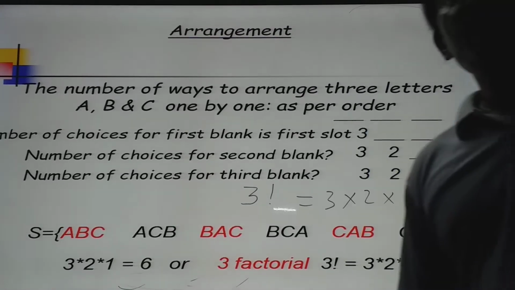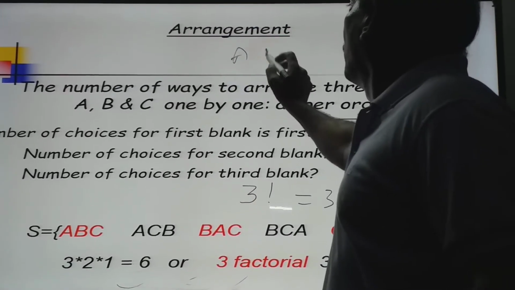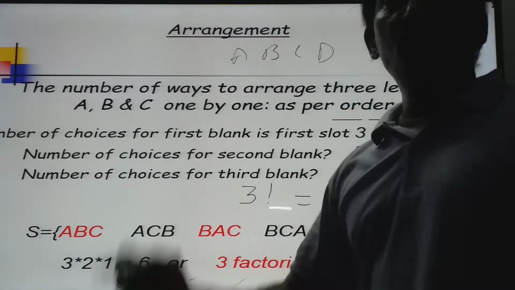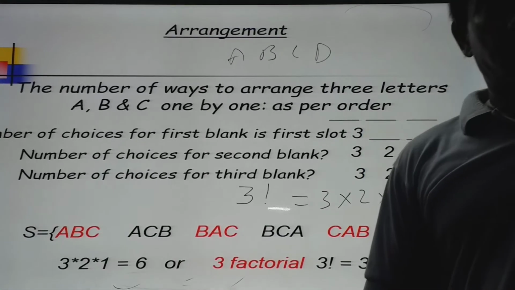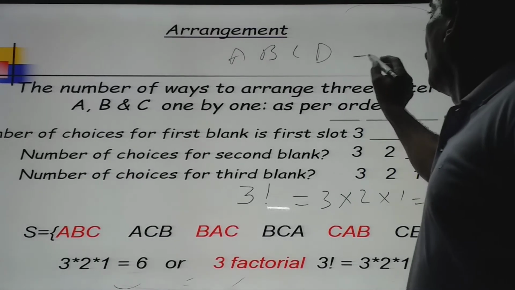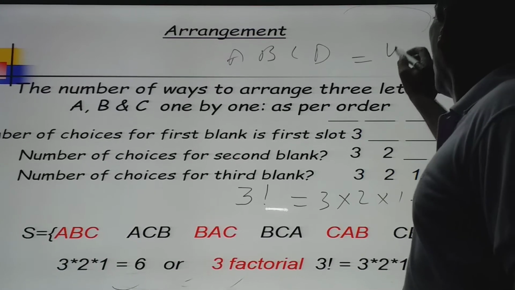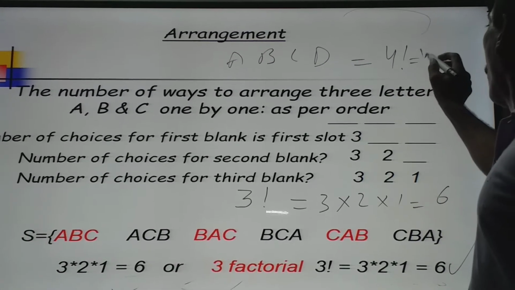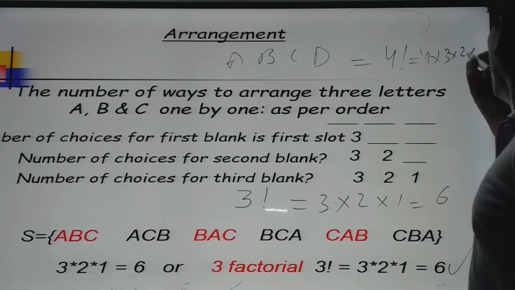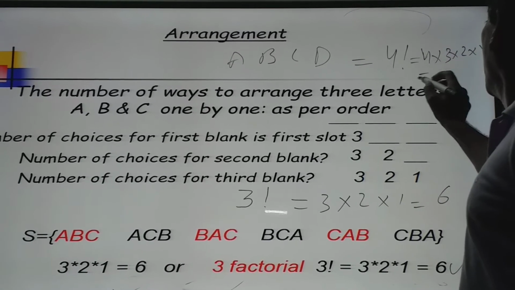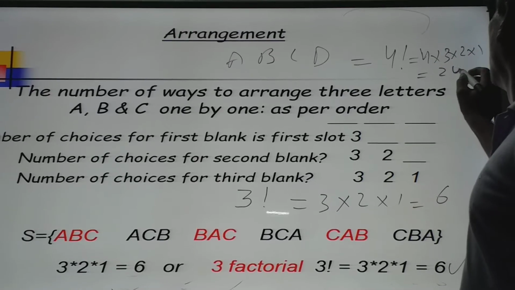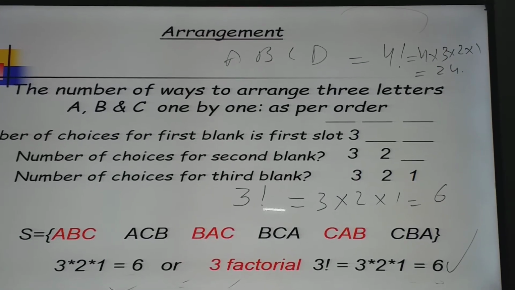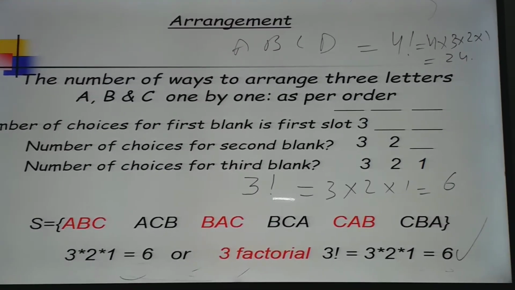If you are given 4 numbers A, B, C, D, and you have to arrange them in 4 places, the answer would be 4 factorial. Right? 4 factorial means 4 multiplied by 3 multiplied by 2 multiplied by 1. Okay? 4 times 3 is 12, 12 times 2 is 24. So this is how you arrange things.